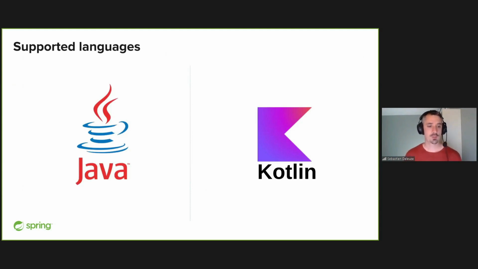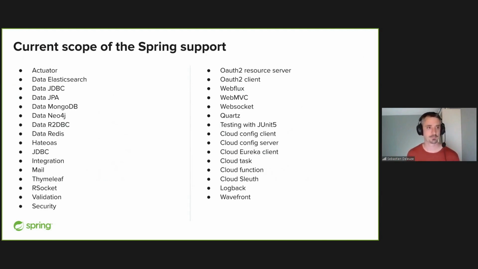For the supported languages, we support both Java and Kotlin. For Kotlin, you should use Kotlin 1.5 or superior. And this is the current scope of the Spring support that we provide. So this is basically the list of what we support. We support Spring Boot actuators. Various Spring Data modules are supported: Elasticsearch, JDBC, JPA, Neo4j, R2DBC, and Redis. And we have support for various other parts of the Spring ecosystem, like RSocket and Spring Security. Both WebFlux and Spring MVC are supported.